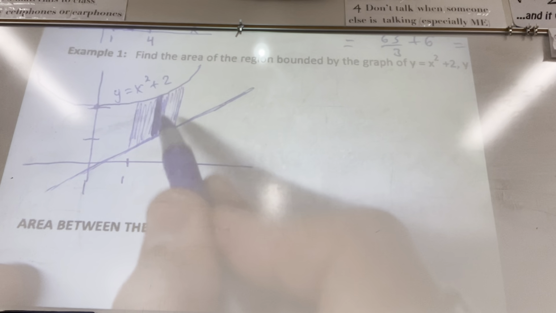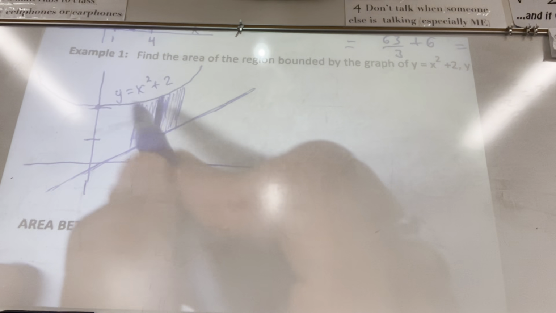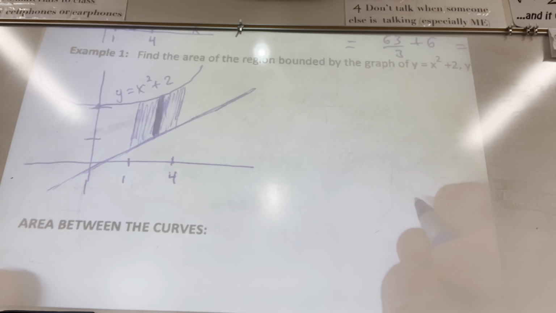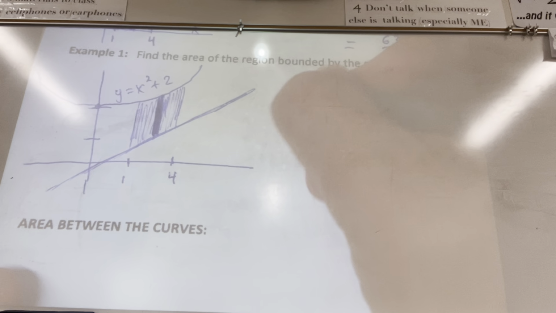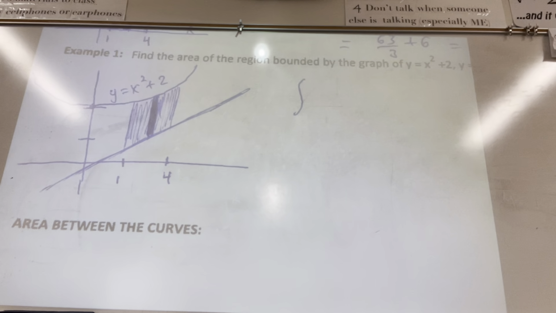So again, here I have a rectangle, a very thin rectangle. And so here we go. What do you think the difference is going to be in the setup? Turn to your partner, please. What is the difference between this one and the warm-up?